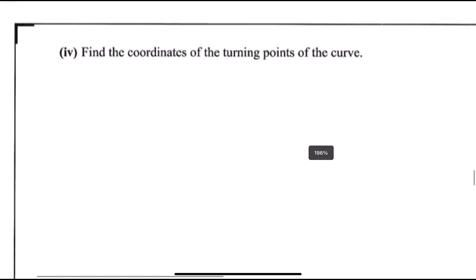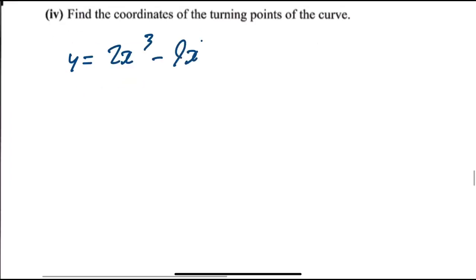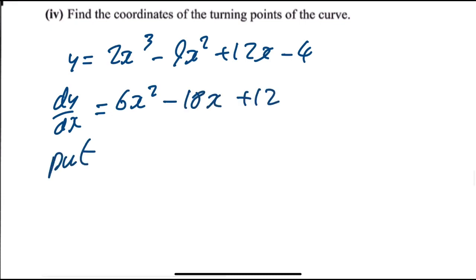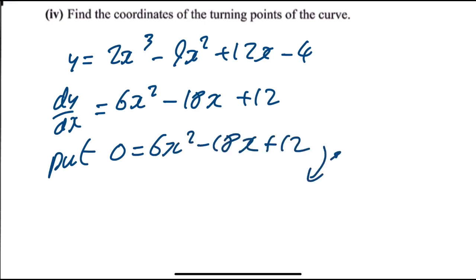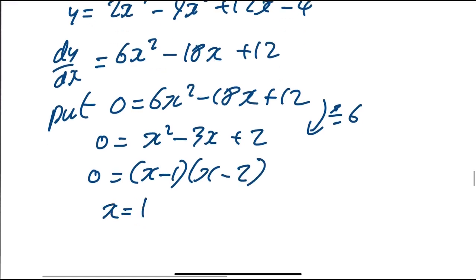Okay, right, find the coordinates of the turning points in the curve. Right, we now know the curve was y is equal to, we've just worked that out, let me write that down again, 2x cubed minus 9x squared plus 12x minus 4. To find the turning points, you find your dy by dx first of all, which is going to be 6x squared minus 18x plus 12. And then you want to put that equal to 0. Make life a wee bit easier, divide through by 6. First of all, you'll have 0 is equal to x squared minus 3x plus 2. And that factorizes really nicely to be x minus 1, x minus 2, which means x is equal to 1 and x is equal to 2.